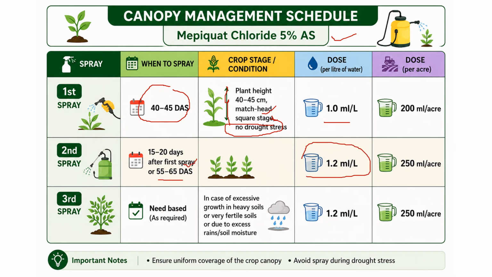Afterwards, 15 to 20 days after the first spray, that is about 55 to 65 days, here the dose is 1.2 ml per liter. And the third spray, that is 80 to 90 days, is based on need. If it is required, you can go.